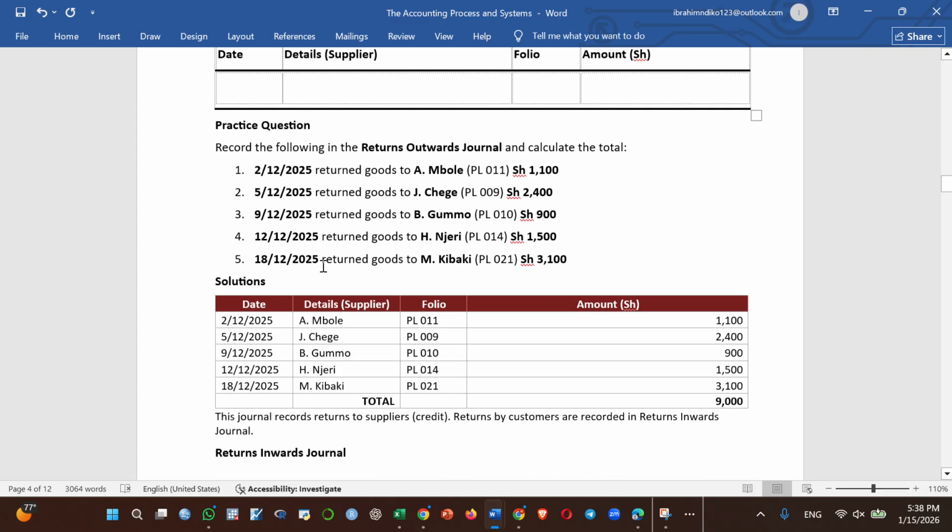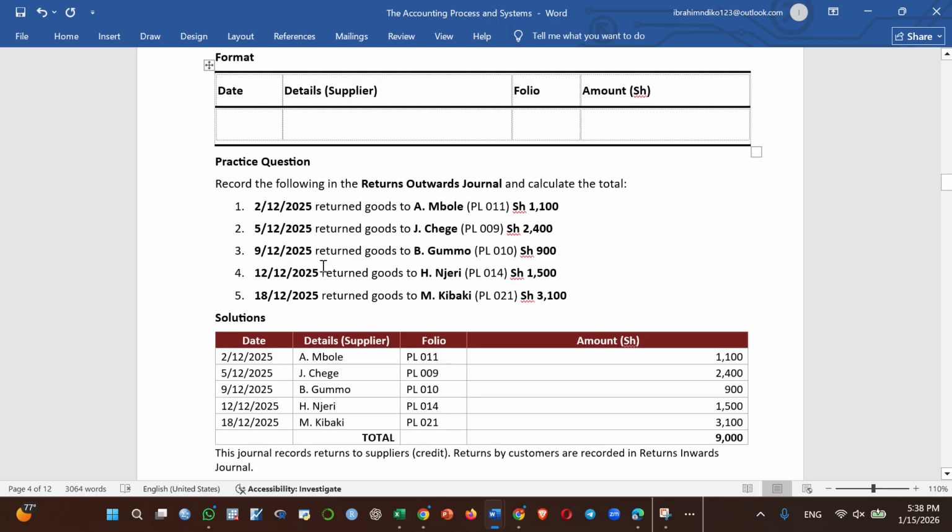Now let us see this question. Practical question. The question reads, record the following in the return outwards journal and calculate the total. Number one, on 2nd of December 2025, Ambere returned 1,100 goods, and we have been given the reference number, which is PL11. You can see it here. You have the folio.